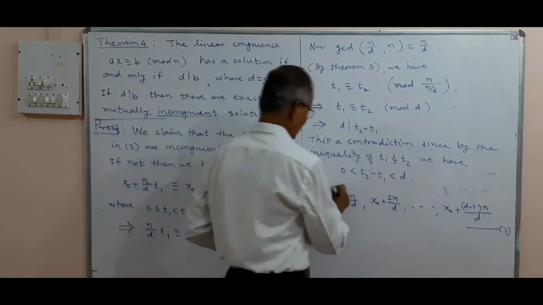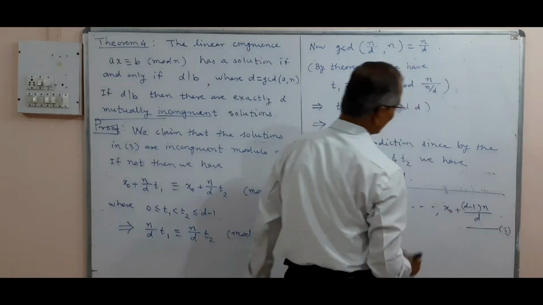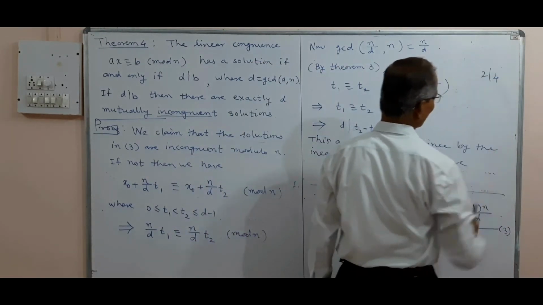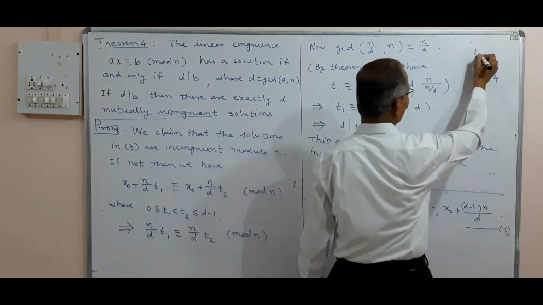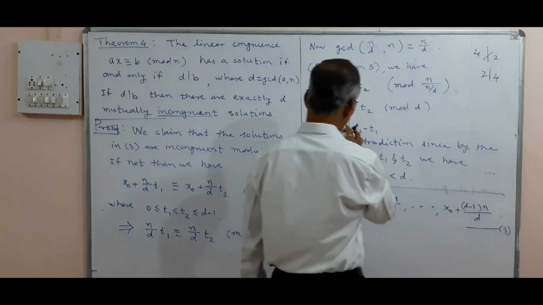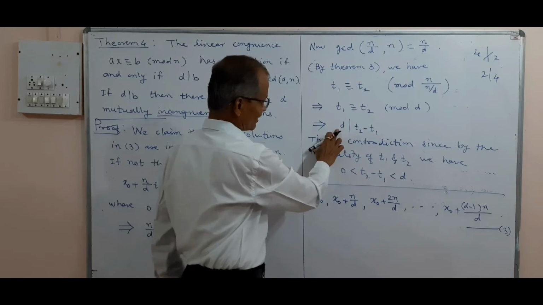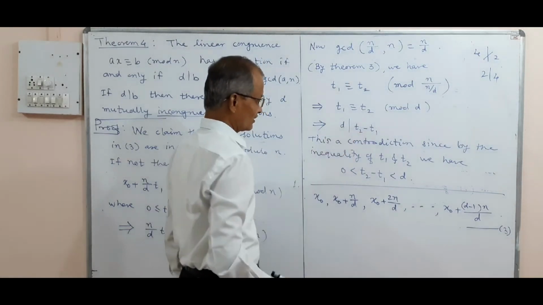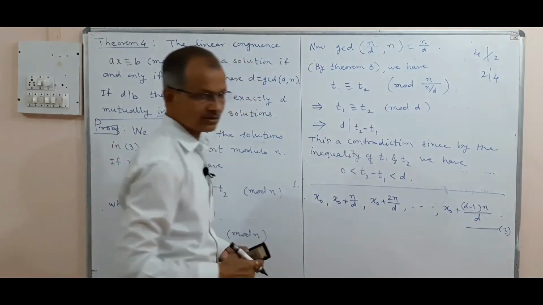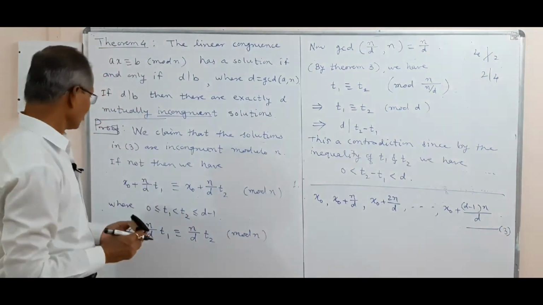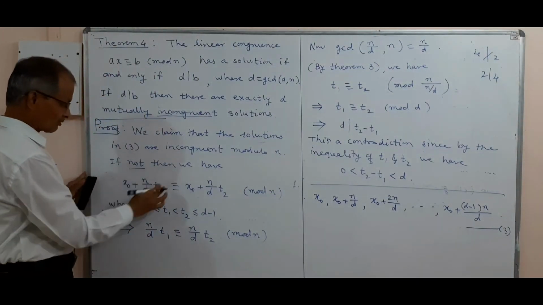So, the greater number will not divide. We have 2 can divide 4, but we can't say 4 divides 2. And therefore, here this D is the greater integer and this is smaller, and this is a contradiction. Why has this contradiction arrived? Because we have assumed they are congruent.